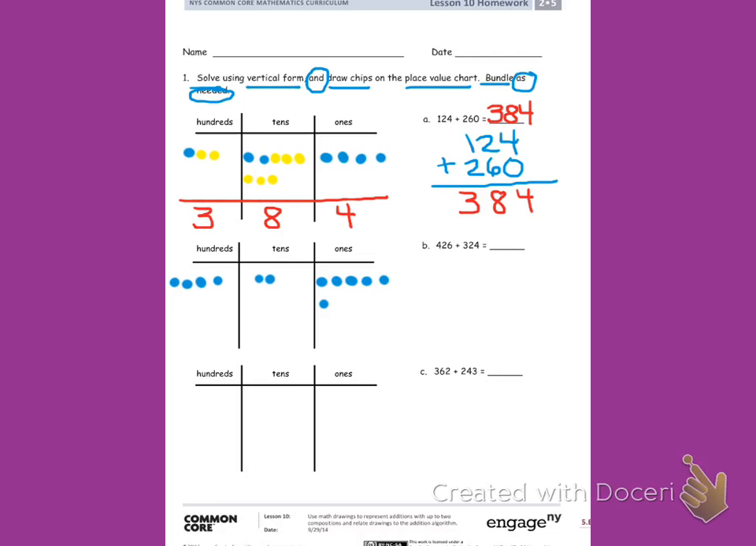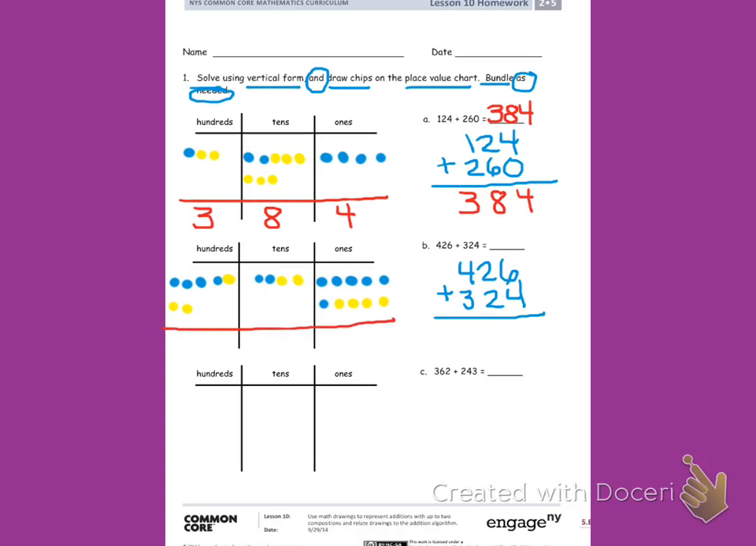324 has 3 groups of 100. 1, 2, 3. It has 2 10s. 1, 2. And it has 4 1s. 1, 2, 3, 4. Before I solve, I'll write this vertically. 426 plus 324. Now I'll go ahead and solve.